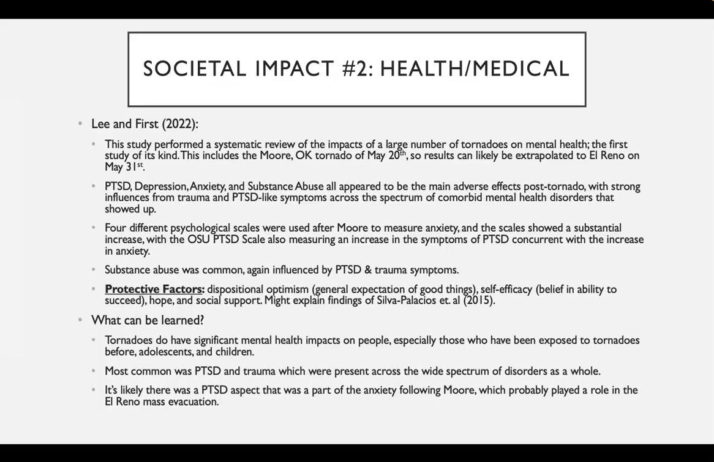But talking about some protective factors here: dispositional optimism, general expectation of good things, self-efficacy, belief in the ability to succeed, hope and social support. Those are all things that people use in order to cope with events like tornadoes. That's what this study found.